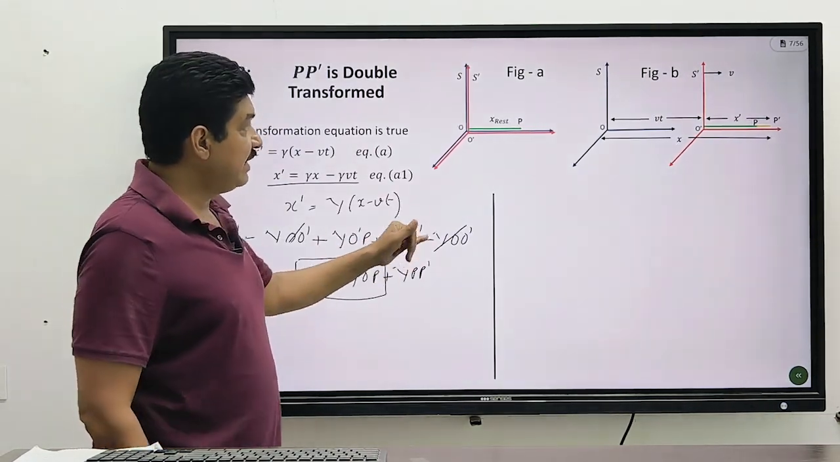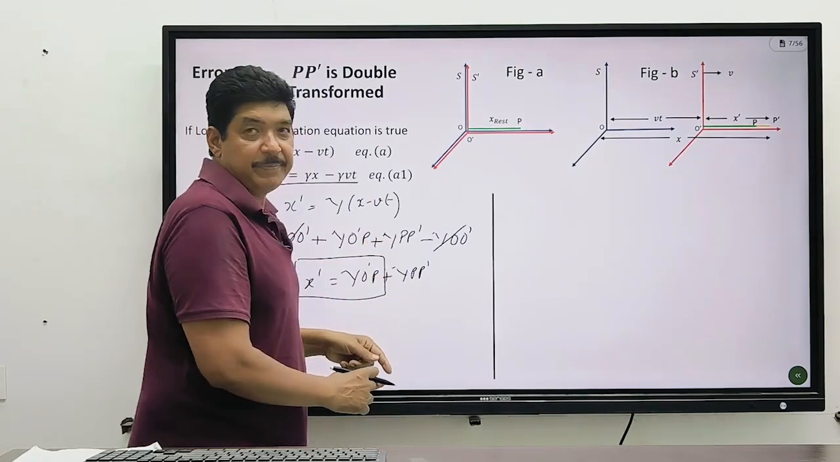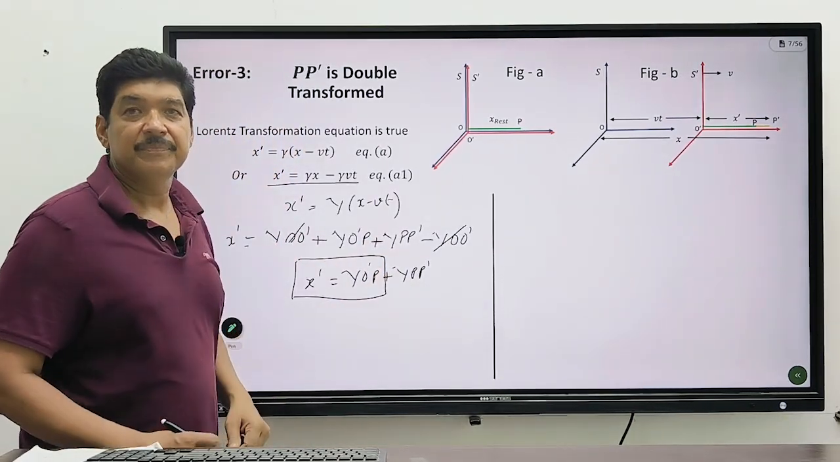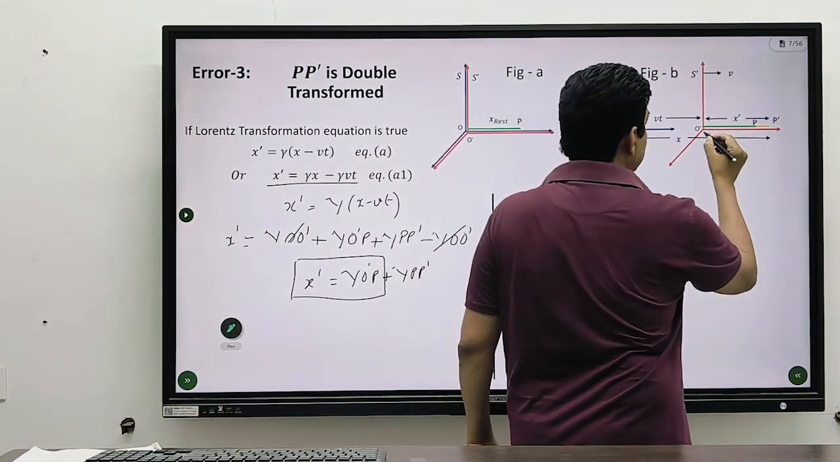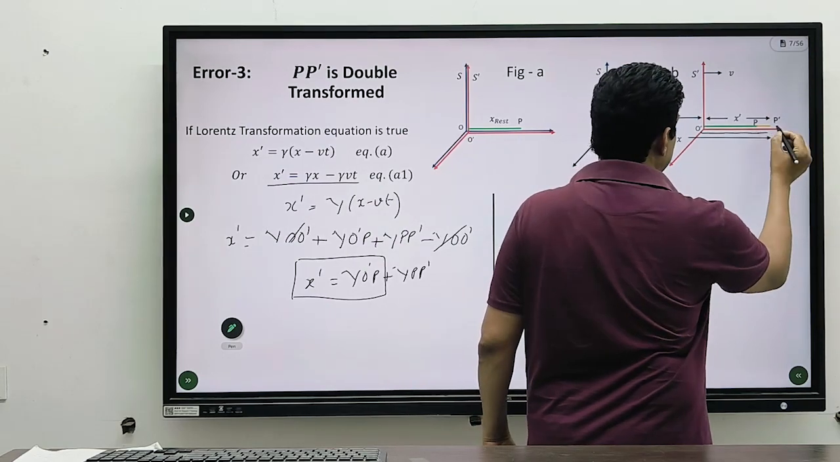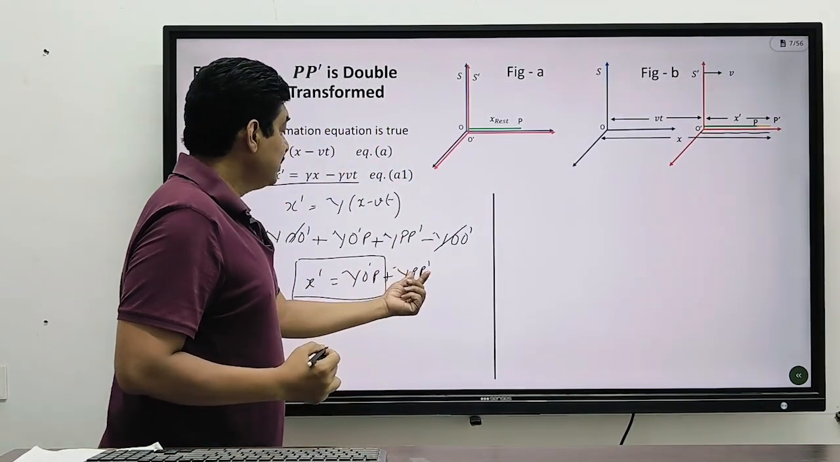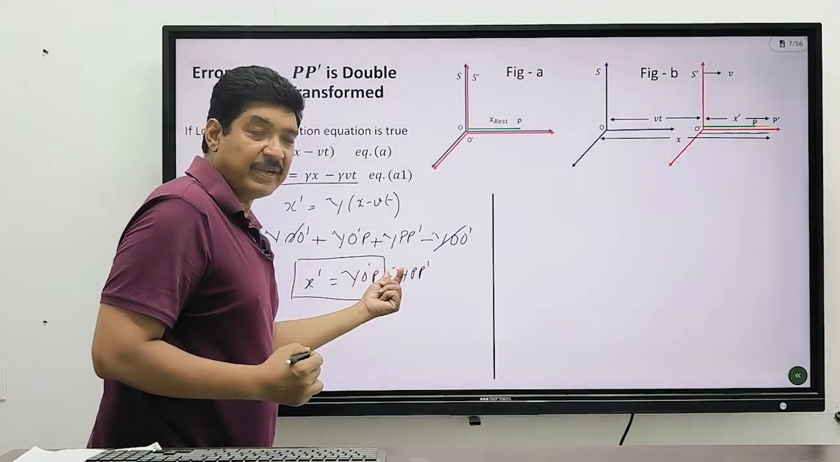But you have added PP prime and you have multiplied that PP prime with the transformation factor. So again you have added. So what happens? What length do you get? You get the length of PP prime with this. Then you get PP prime and multiply with the gamma transformation factor.